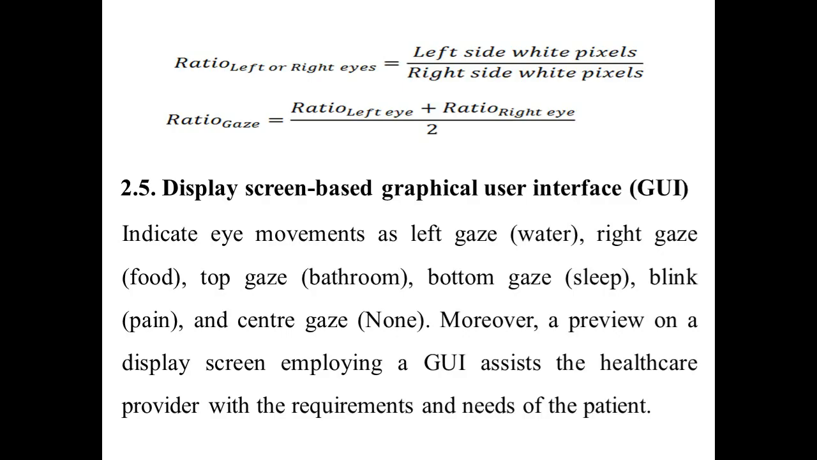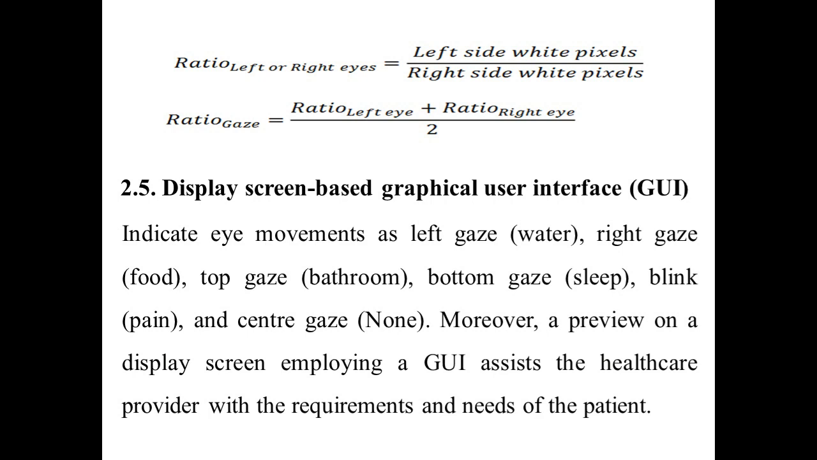The equations demonstrate how to calculate the ratio of gaze for white pixels in real time by summing all the white pixels on the left and dividing by all the white pixels on the right. After that, the eye gaze ratio is determined for one eye, and the result is divided by 2 to obtain the gaze ratio.